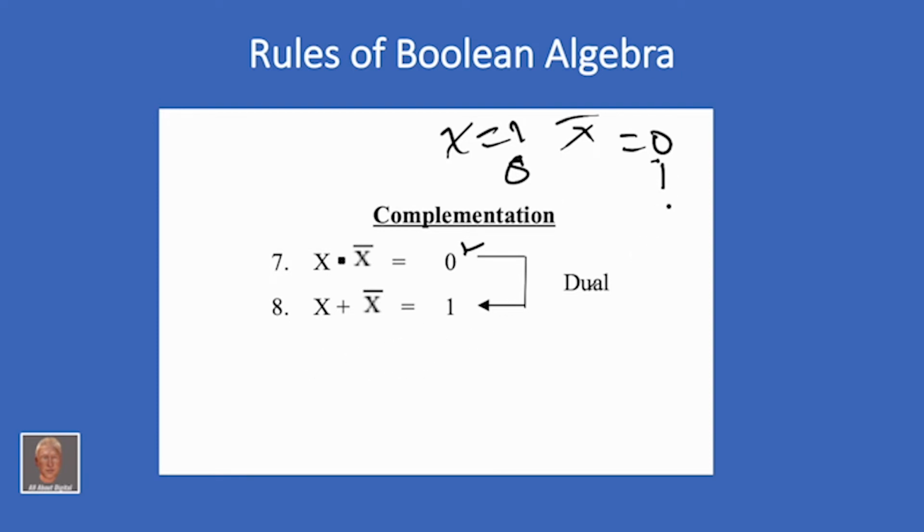Now, how about x plus x bar? Let's say x plus x bar equals 1. Let x equal 1, then x bar is a 0. 1 plus 0 is 1, that's true. And how about if x is a 0? We'd have 0 plus x bar, which would be a 1, equals a 1. That's true.